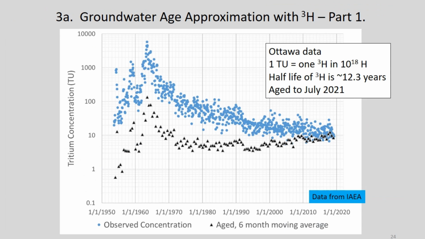Then we're going to go to tritium. Tritium is a radiogenic isotope of hydrogen. Again, we're looking at the Ottawa data.